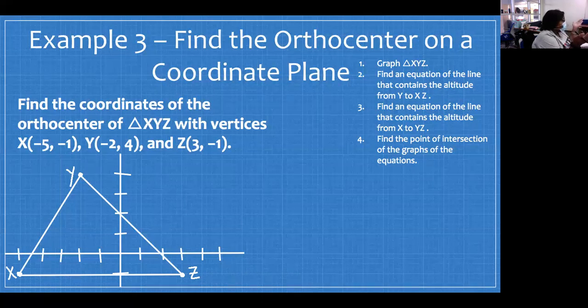XZ. XZ is a horizontal line, so the perpendicular line has to be vertical. Just that simple. Don't make it harder than it is. So the altitude to XZ has to come from Y, right? And it just has to be a straight line because XZ is already horizontal. So I'm just going to draw a straight line. That's going to be right here. Boom. Actually, let me do it in a different color so we don't get confused.